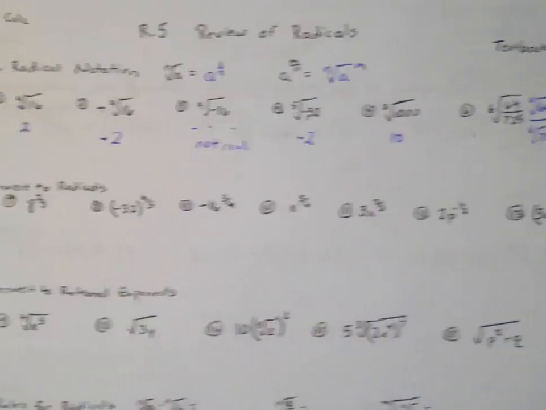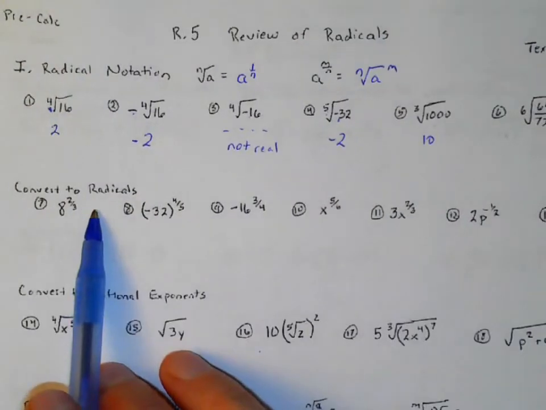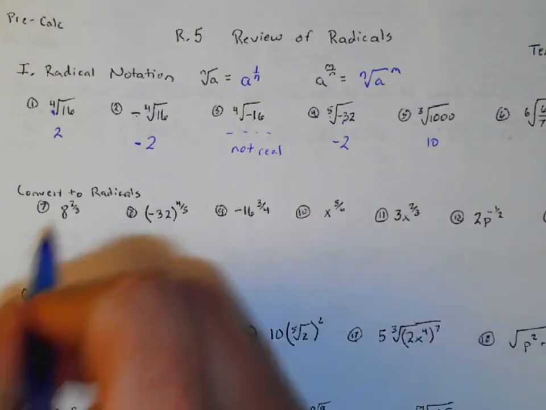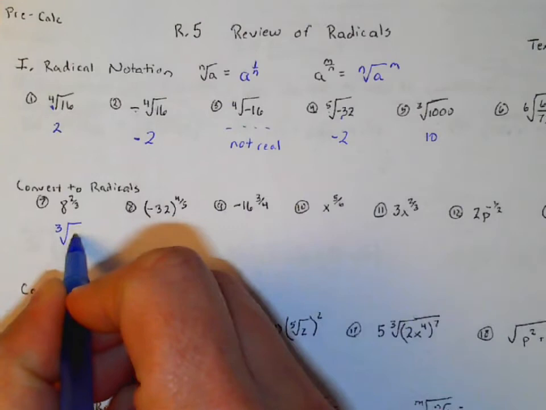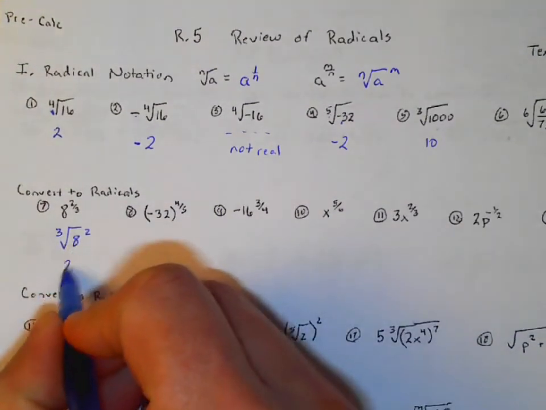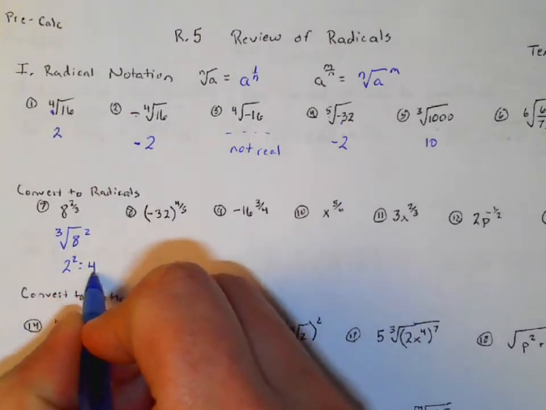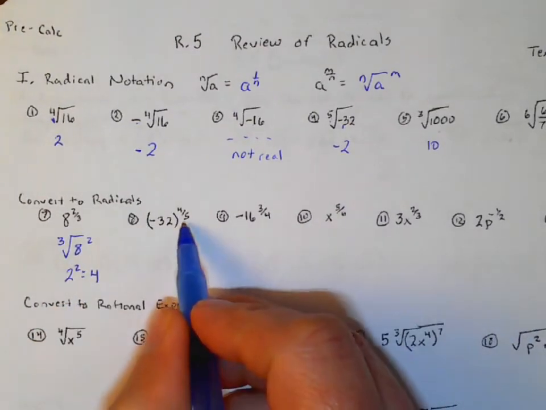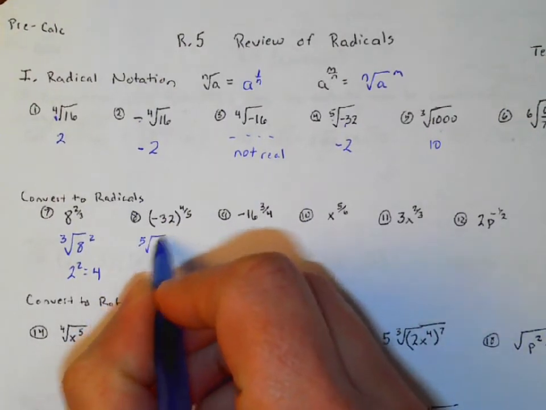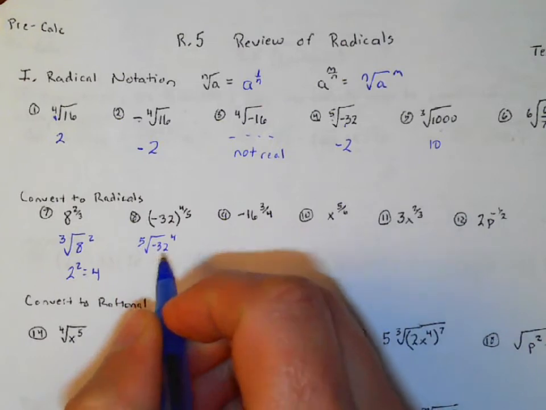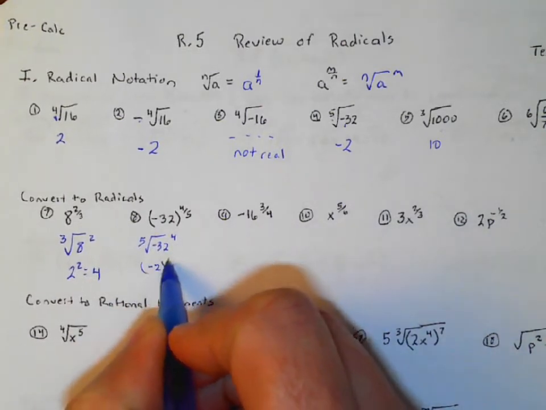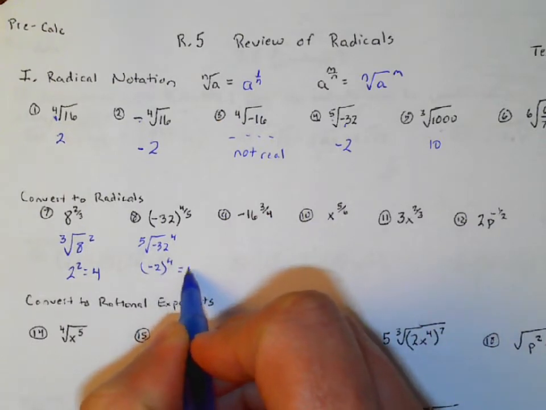Okay, so what we want to do here is convert these to radicals. So you want to put this in radical form. So this would be the third root of 8 squared. Third root of 8 is 2, and 2 squared is 4. We did a little bit of this in class on Tuesday. This would be the fifth root of negative 32 to the fourth. Fifth root of negative 32 is negative 2. If I take that to the fourth power, I have 16.